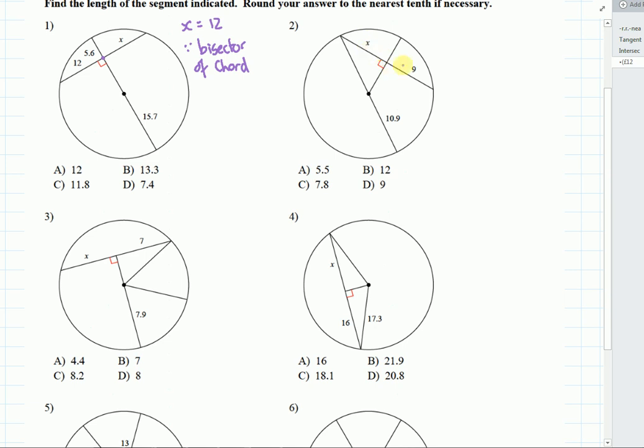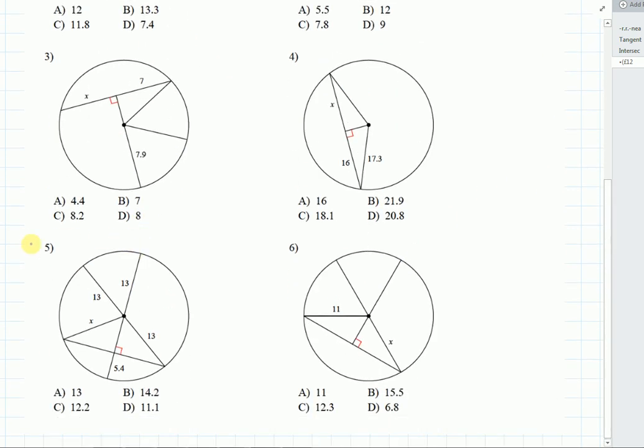Question 2, same thing, we've got the bisector of the chord, so that's a 9. These other lengths aren't needed in that one. Same thing going down through all of those. This one, it's a radius, so of course that one must be 13 as well. This one again is showing a radius, so you need an 11 for that one.